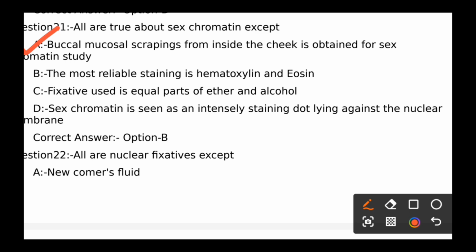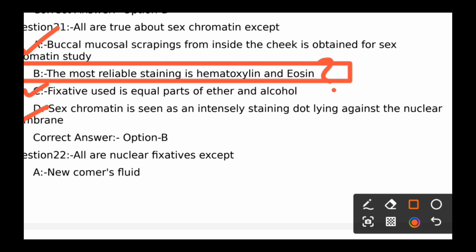It is right statement. The most reliable staining is hematoxylin and eosin. It is not hematoxylin and eosin. The best stains are aceto-orcein, fast green, etc. Then the next option, fixative used is equal parts of ether and alcohol, and the sex chromatin is seen as intensely staining dot lying against the nuclear membrane is right. So the right answer is option B. Most reliable staining is hematoxylin and eosin is a wrong statement about sex chromatin.